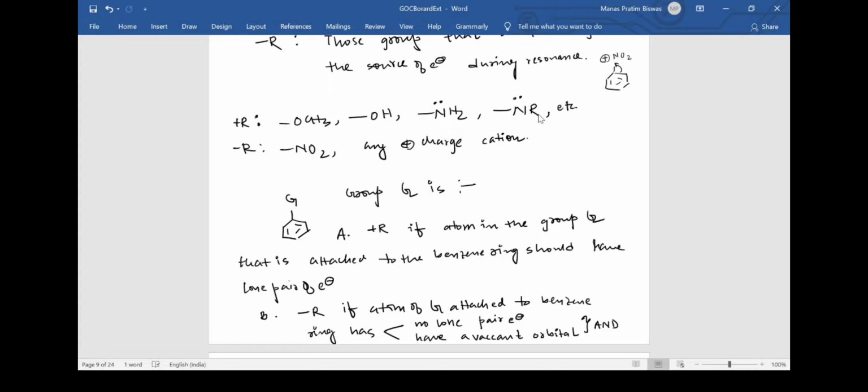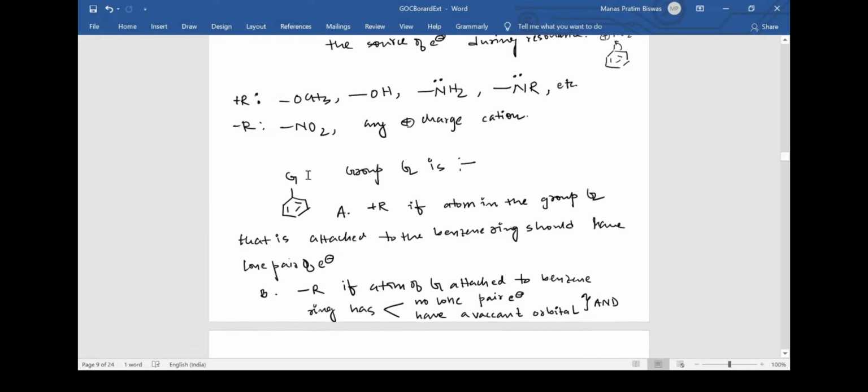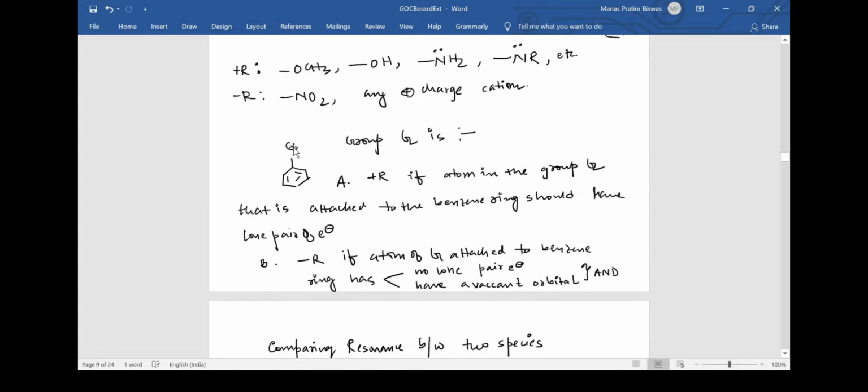It is having a formal positive charge, and any positive charge of that nature will act as a minus R group. That is, it will accept the electron pairs. And in general, we can say if there is a group G, this G is not any organic functional group, but a generic name for any group. This G might be OH, OCH3 or NH2, it might be anything. So I have generalized this.